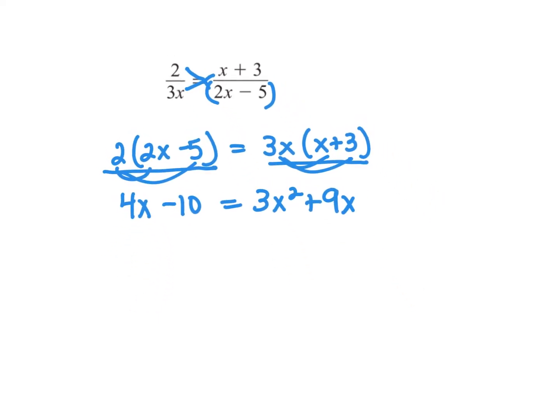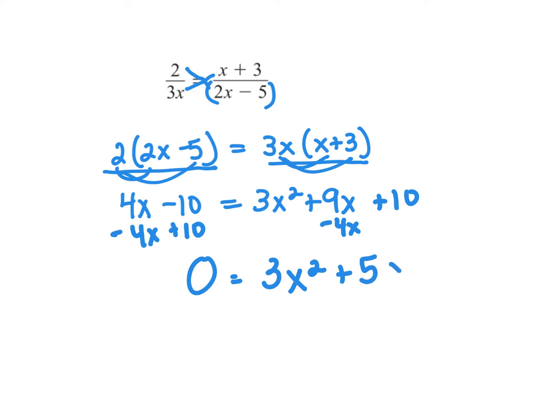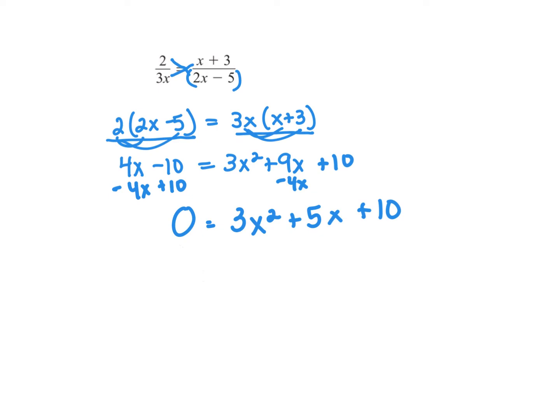Then we need to get everything on one side. So we'll have 0 equals 3x squared plus 5x plus 10. That does not seem like it would be factorable, and it is a quadratic equation, so we're probably going to have to use the quadratic formula. Maybe it's factorable. I guess we could just check: 1 and 3, 1 and 10, and 2 and 5. And we're trying to get a 5 in the middle. It's not. I don't think it's factorable.